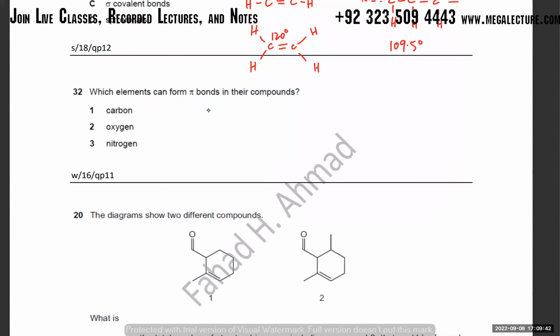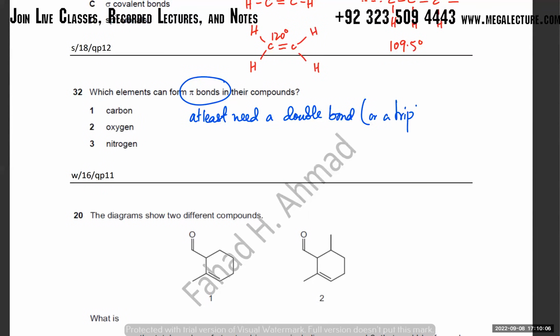So the answer to this is that pi bonds are formed when you have at least a double bond, or a triple bond. Because a single bond is always a sigma bond. So can carbon form pi bonds? Carbon can form pi bonds because there's a number of molecules where carbon is making double bonds and triple bonds. ठीक है, जैसा HCN है, carbon dioxide है, they all have double bonds, right? So it can form pi bonds.